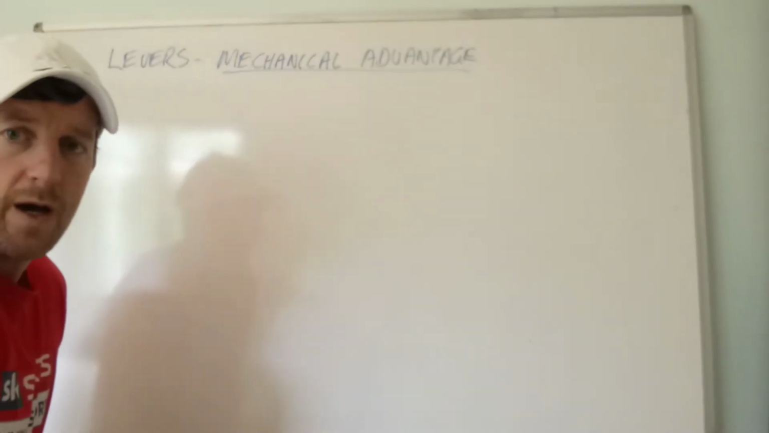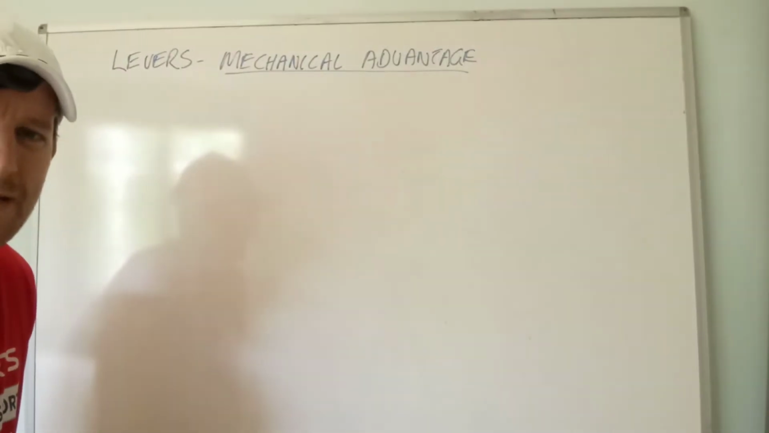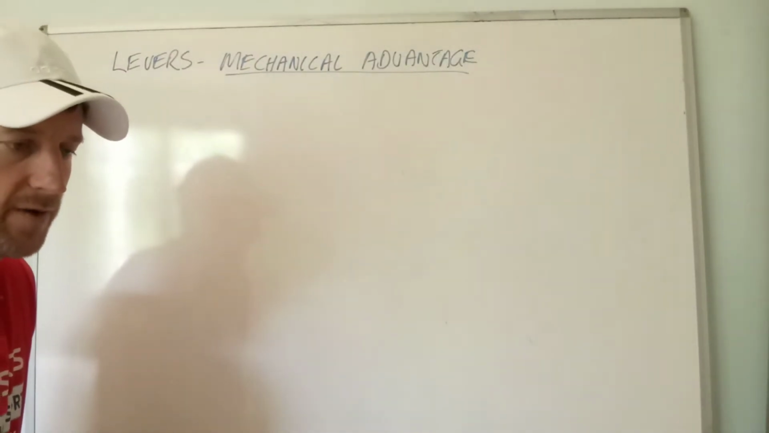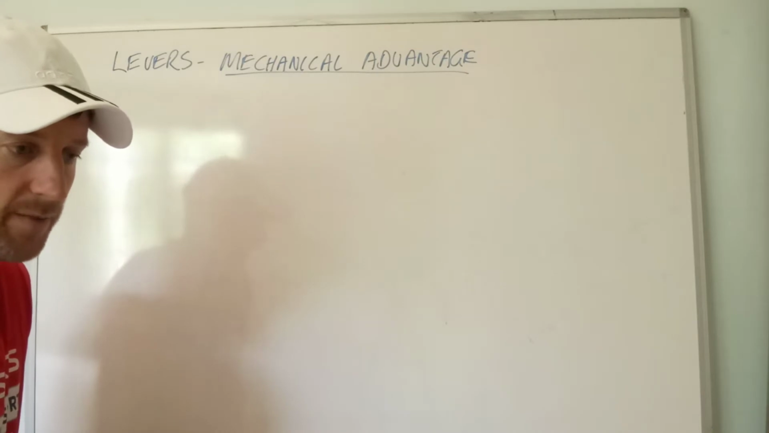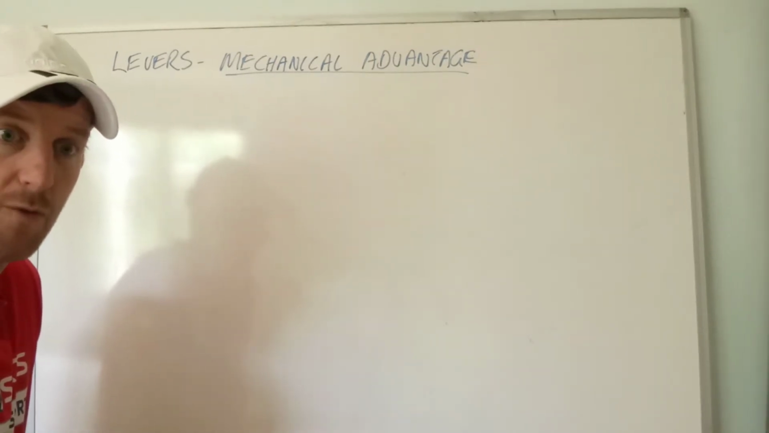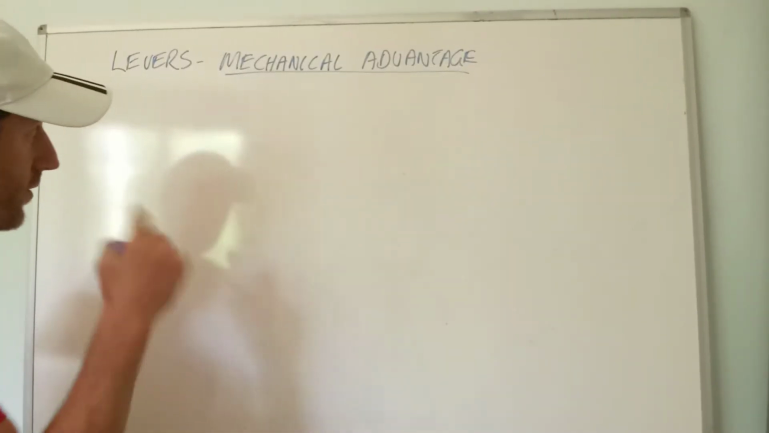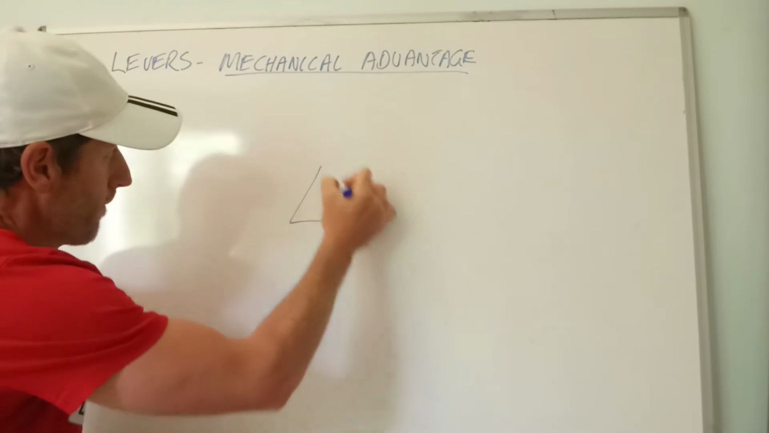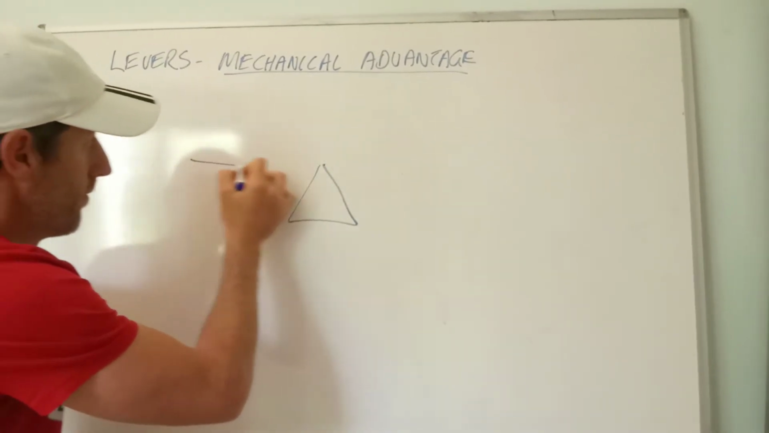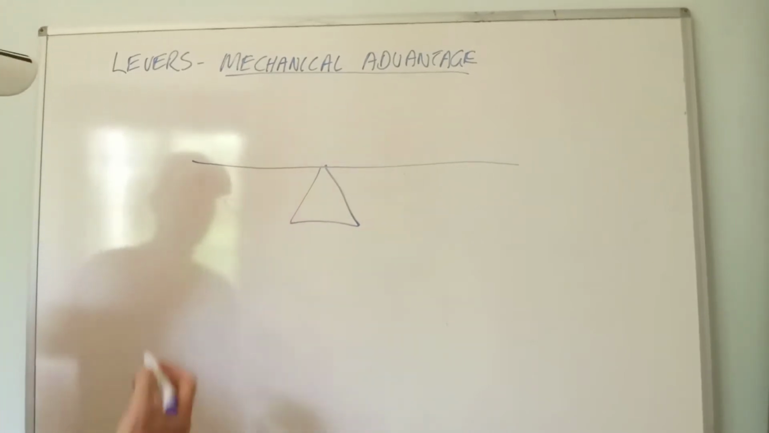Welcome. We're going to have a look at levers with a focus particularly on mechanical advantage. There are two different kinds of mechanical advantage in levers: a mechanical advantage of speed and a mechanical advantage for strength. First of all, we're just going to look at how you would calculate a mechanical advantage as far as numbers are concerned.